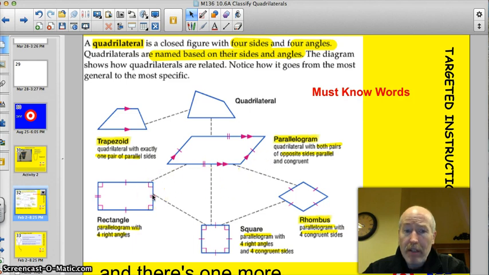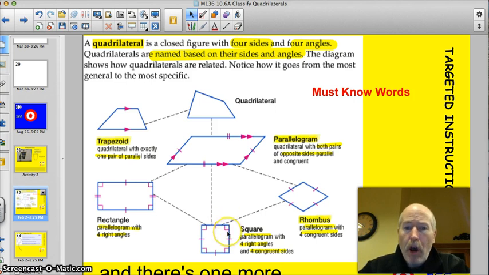Well, would that make this a parallelogram? Yes, a rectangle is a parallelogram, but it's a parallelogram with four right angles. See what I'm talking about? So last year in 5th grade and the year before in 4th grade, we had just basic definitions of these things. Now we're really starting to see how connected they actually are.